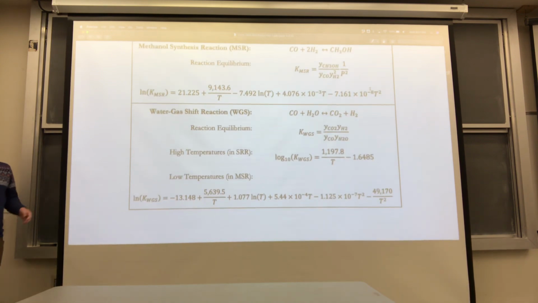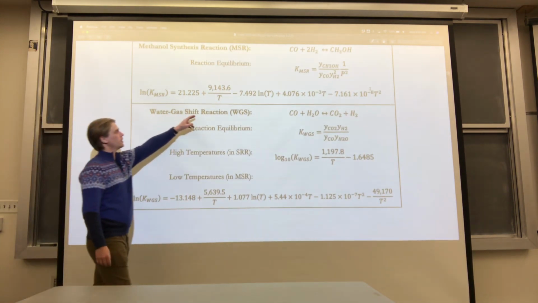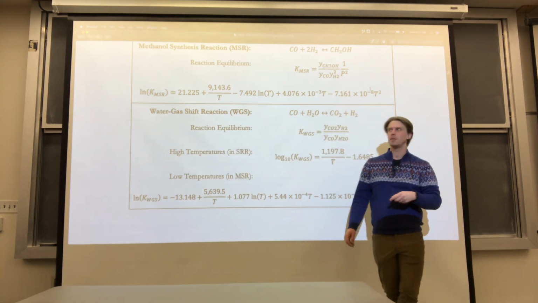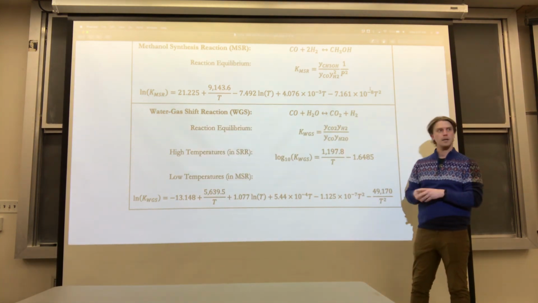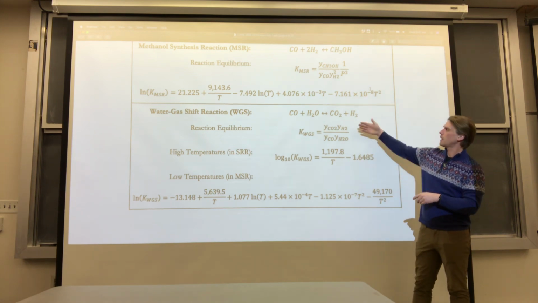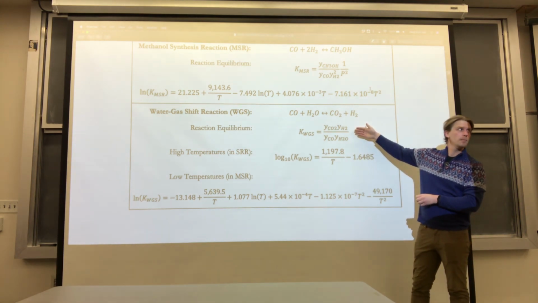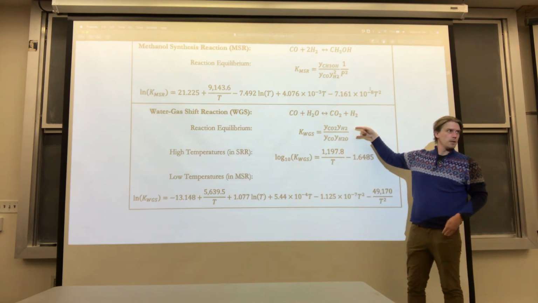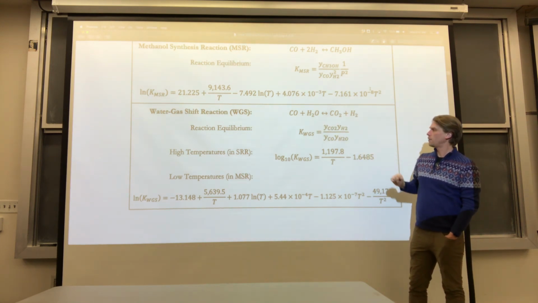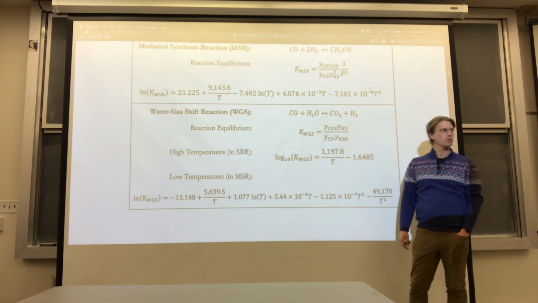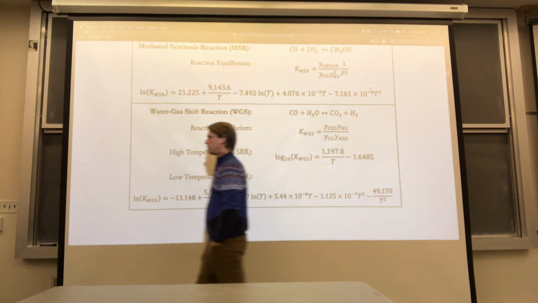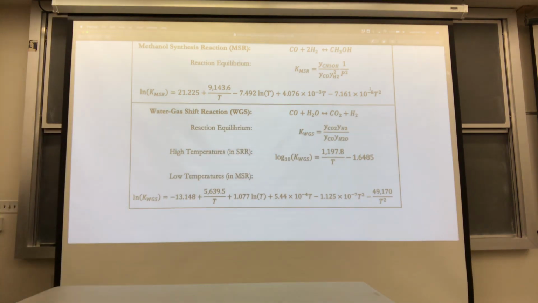For all of these reactions, we also have a simultaneous side reaction called the water-gas shift reaction. This can be used to create even more hydrogen. Again, reaction equilibrium. The same number of moles consumed is generated, so there is no pressure dependence on the equilibrium. And we have a high temperature expression and a low temperature expression for the equilibrium constant. All right? So these are just correlations.